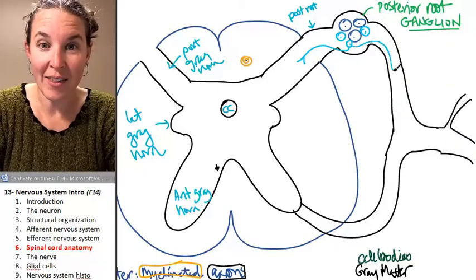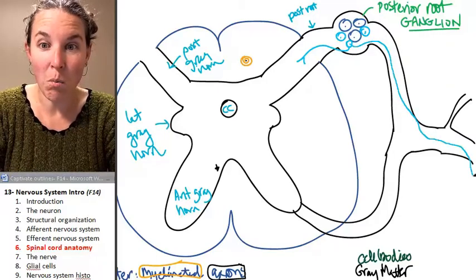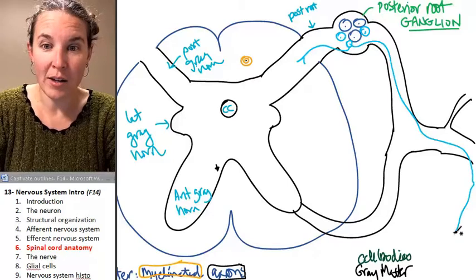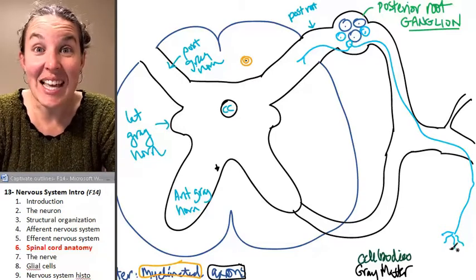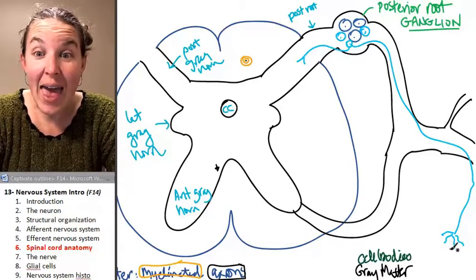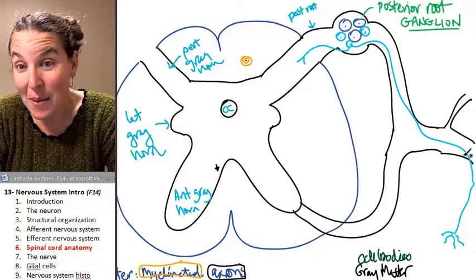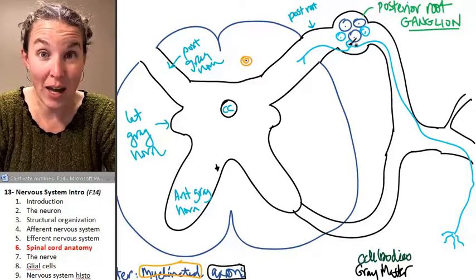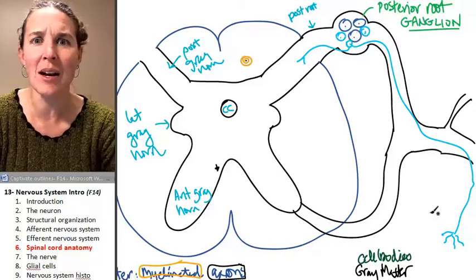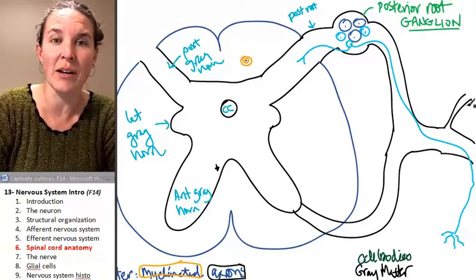I should draw it like that and then go out here to a whole bunch of sensory dendrites. Look, it's a sensory neuron. And the sensory information comes in through these structures and to the cell body in a posterior root ganglion. What? For real. It's a true story.